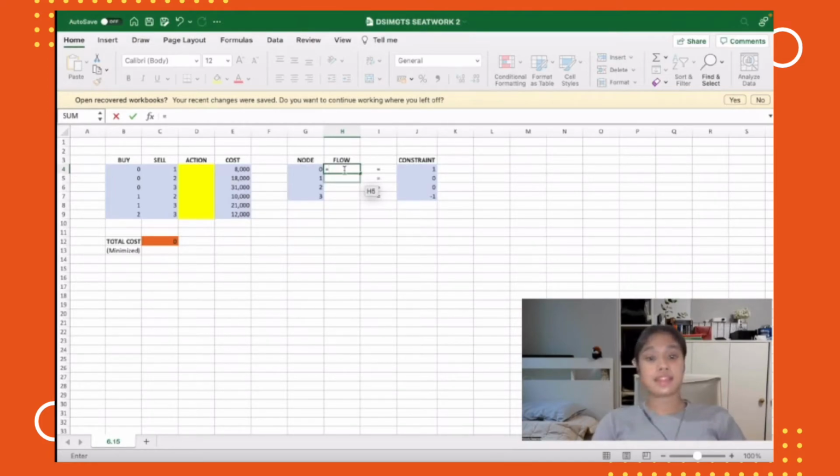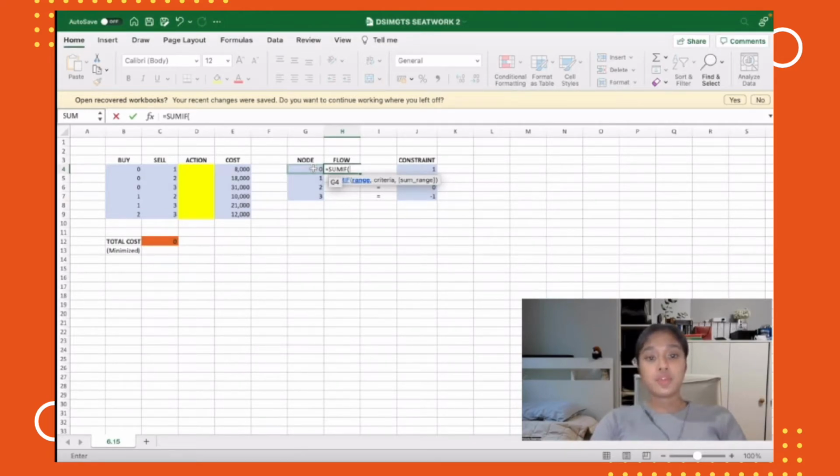So to get this in Excel, we need to use the SUMIF function. When we select the SUMIF function, we will find the range, the criteria, and the sum range. So our criteria is the node. The range is where we can find the node, and the sum range would be the action, wherein the data here would be added if our criteria or node is seen in our range.